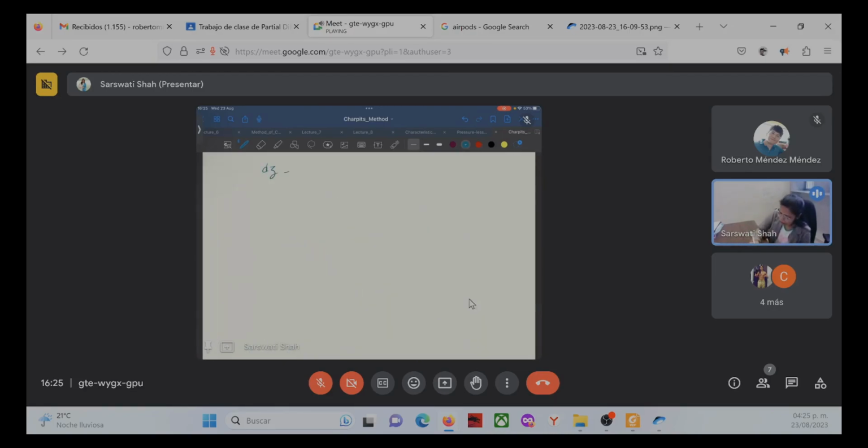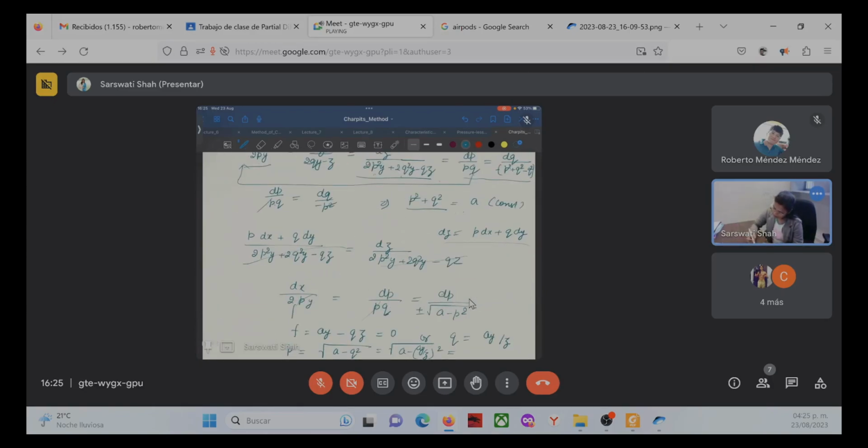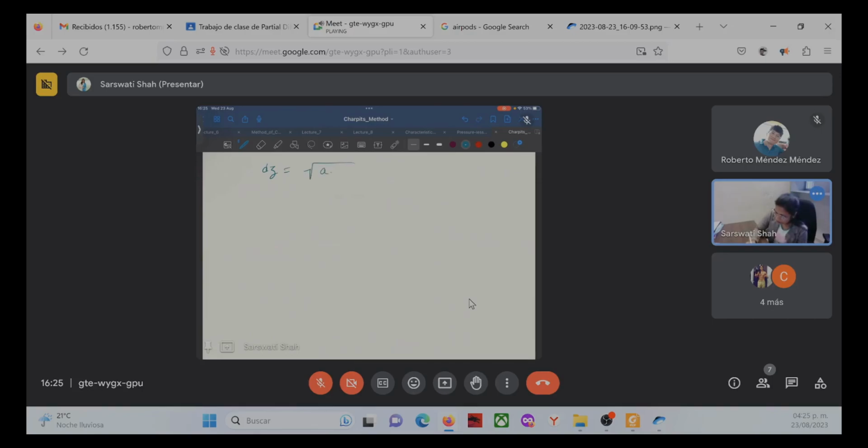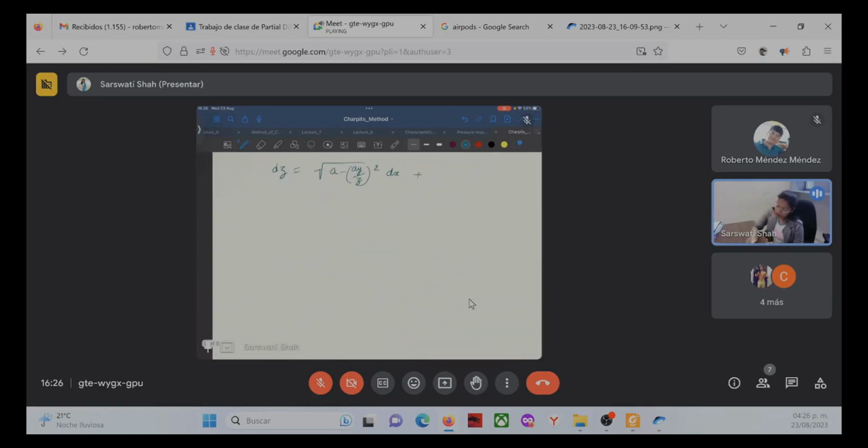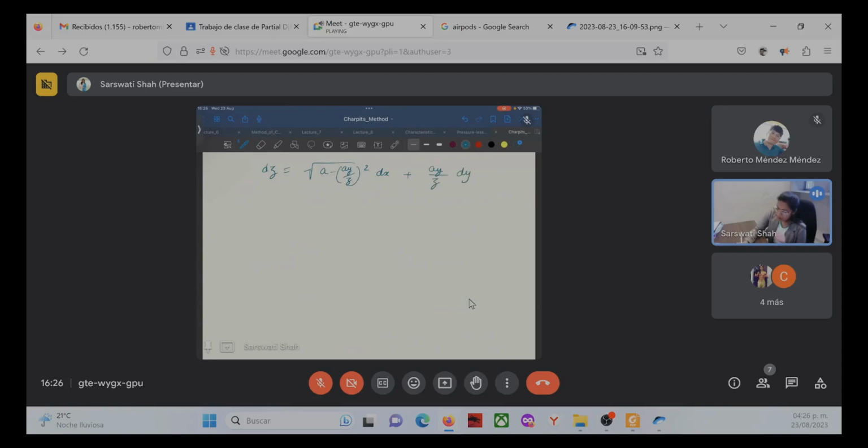So dz equals under root a minus a y over z whole square dx plus a y over z dy, or z dz equals under root a z square minus a square y square dx plus a y dy, or z dz minus a y dy is equal to under root a z square minus a square y square dx.